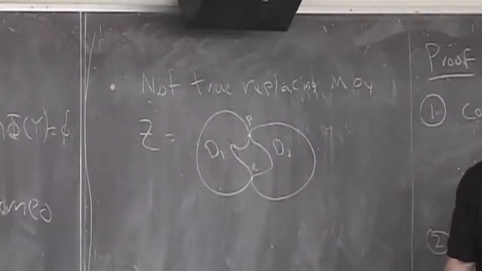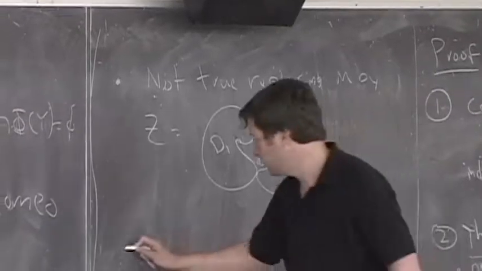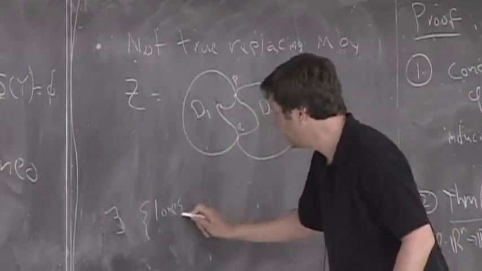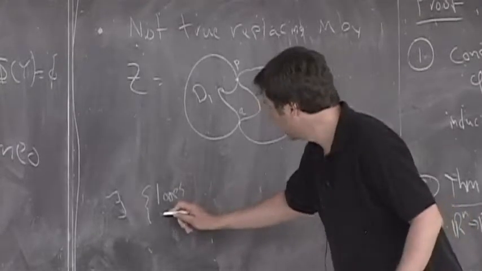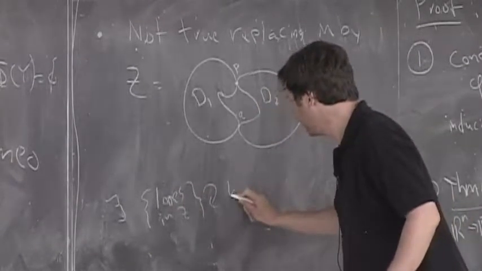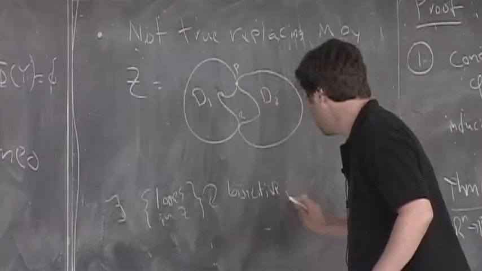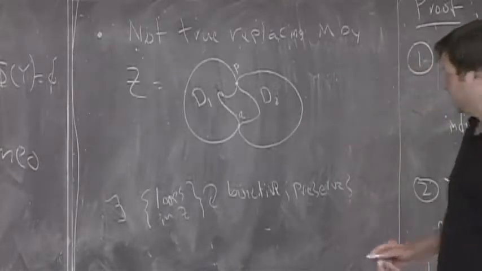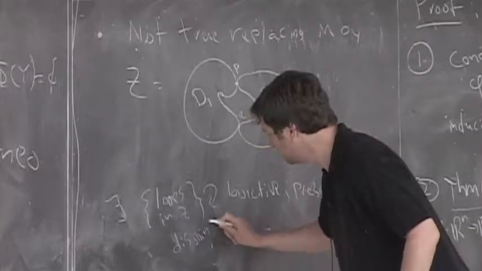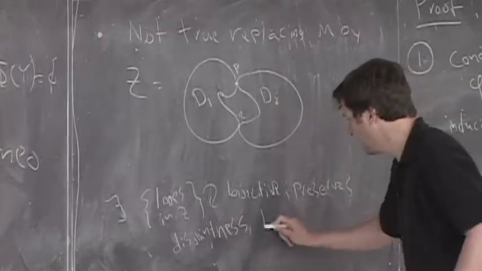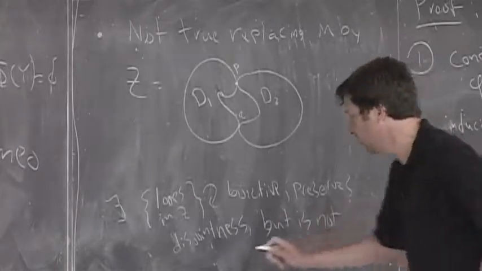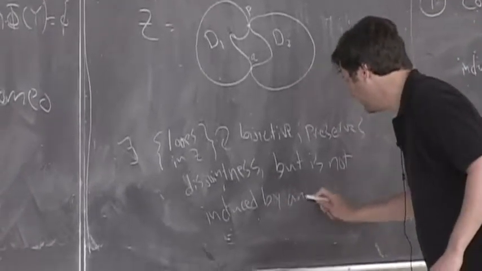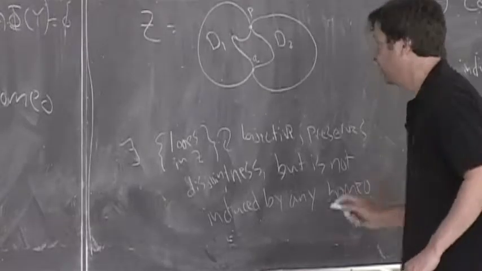Okay. Then there exists a bijective set map from, in this case, it's two dimensions, so loops. When I say loops, I mean embedded circles. Loops in Z to itself, that's bijective, preserves disjointness, but is not induced by any homeomorphism. In fact, I think not induced by any homeo. This can probably be generalized. But, and here's what you do.